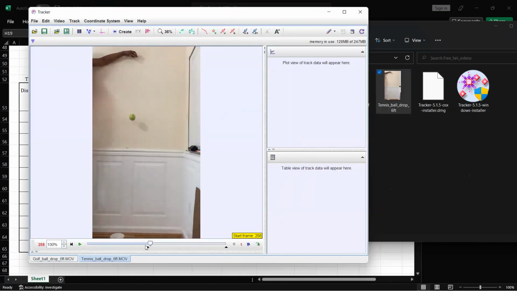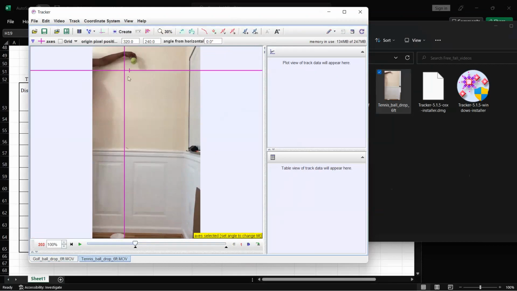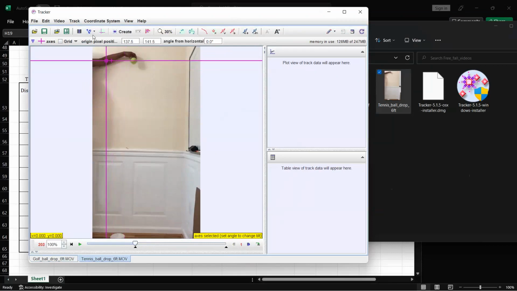Check where it is releasing from the hand. Yeah, somewhere there, maybe like 200. Any of those values, I think, is fine. Yeah, somewhere there, maybe 2 or 3. And then we'll put the axis. And then we'll put a new calibration stick.